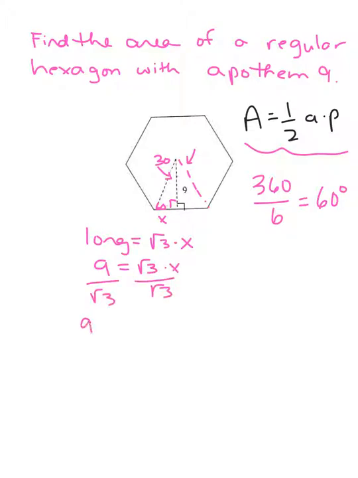I have 9 over root 3. I need to rationalize that denominator. Top and bottom by root 3, and I have 9 root 3 over 3. So I get 3 root 3.